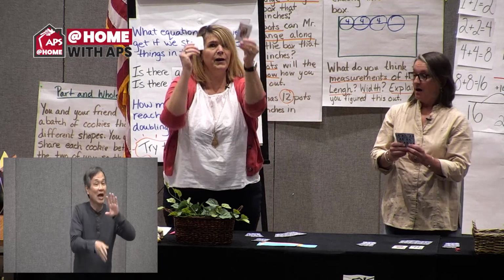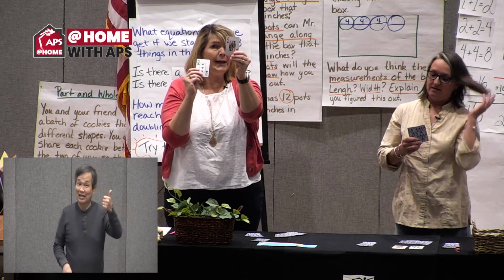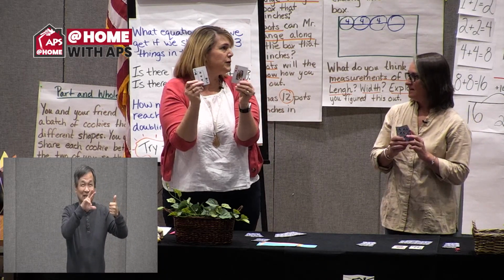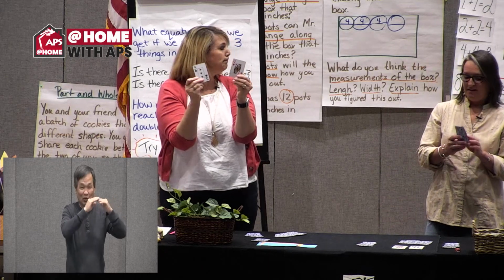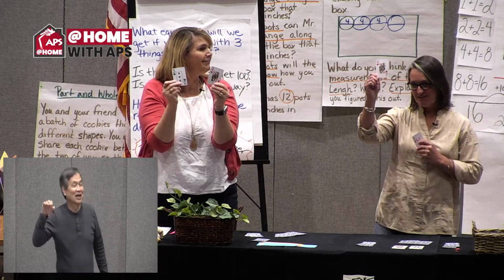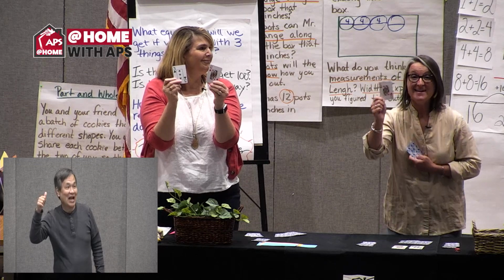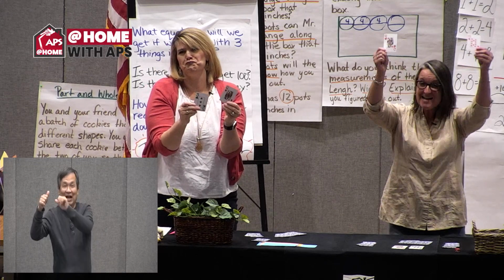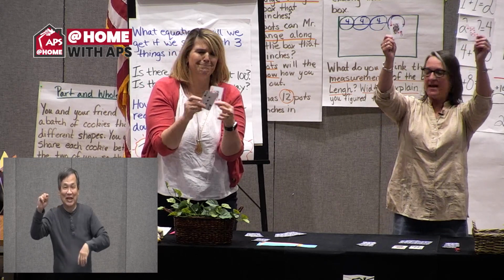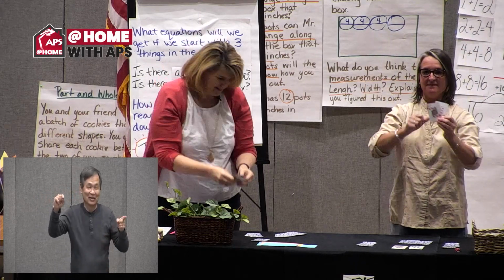Okay, so I have a face card, a queen, and a 3. So I've got to add those numbers together. That's 13. Oh man, I have a face card also, a queen worth 10. And I have another 10. Woo! 20 is my answer. So finally, I win this round.